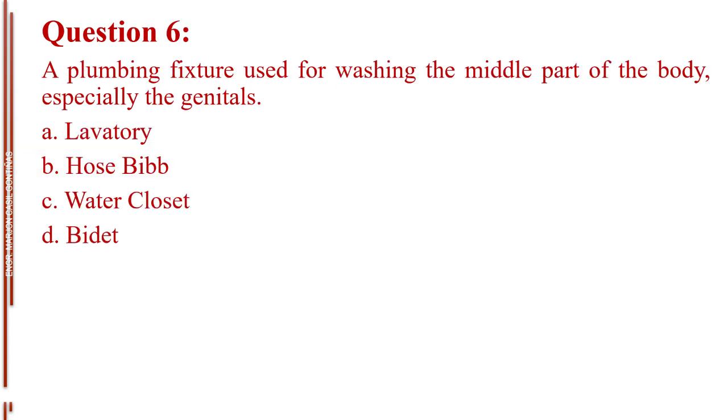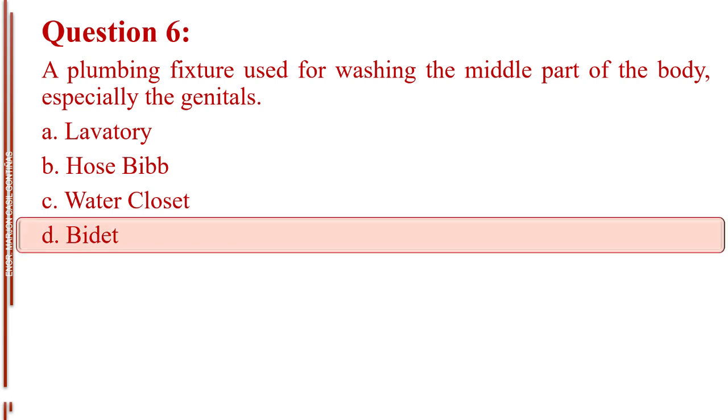Question number 6. A plumbing fixture used for washing the middle part of the body, especially the genitals. Letter A, lavatory. Letter B, hose bib. Letter C, water closet. Letter D, bidet. The answer is letter D, bidet.